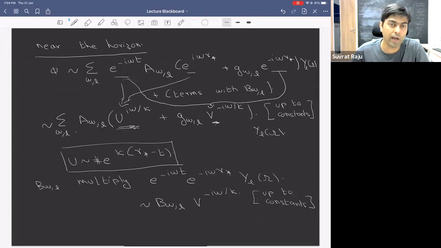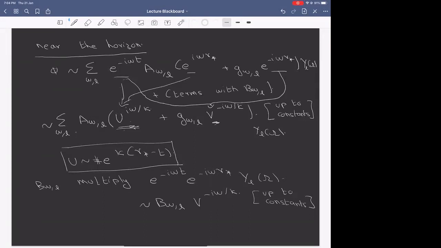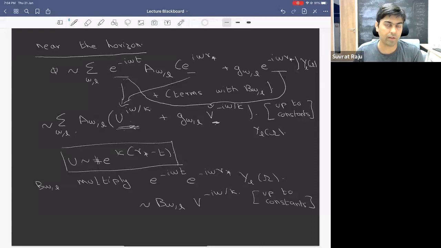So if you ask, what is the term that goes like U to the i omega naught here? It's the term which has omega equal to omega naught k. Okay, then how does omega by k become dimensionless? Omega has units of energy and k has the opposite units.